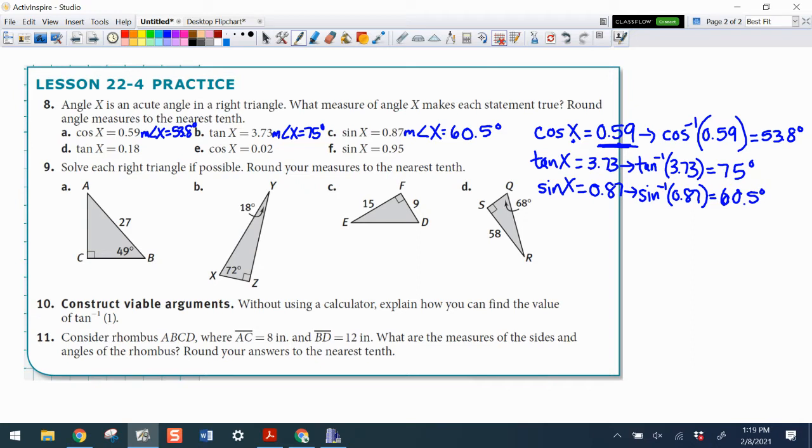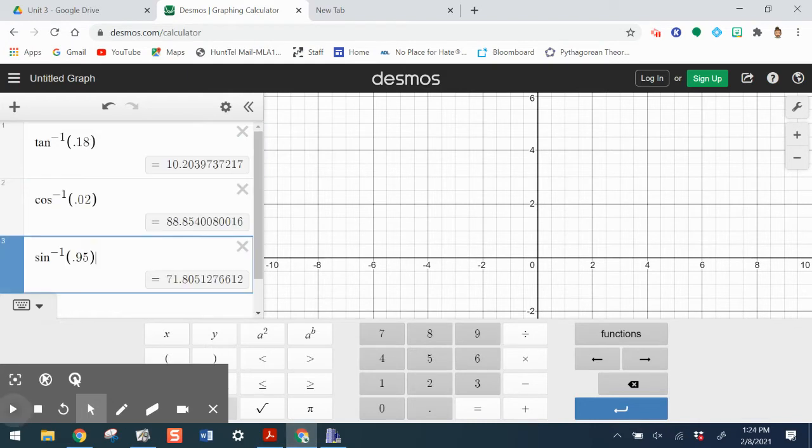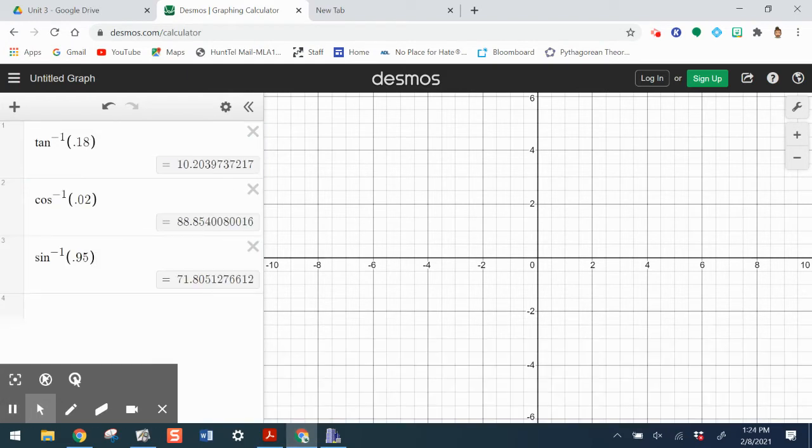So what I would encourage you to do at this point is rewrite these statements so we're understanding the context of the work, and then continue solving for angle x in items D, E, and F before playing through. Okay, hopefully you've taken an opportunity to continue through the practice, and here are the 3 trig functions I just used for items D, E, and F. The tangent inverse of 0.18, the cosine inverse of 0.02, and the sine inverse of 0.95.